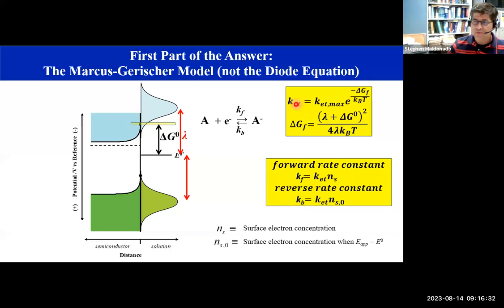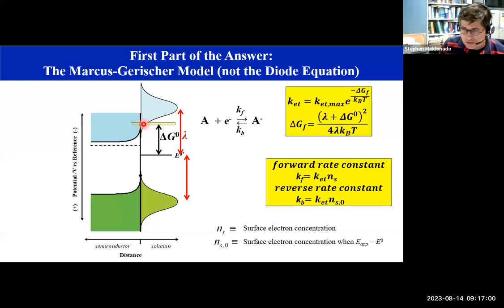And so you can predict the value of this charge transfer rate constant, KET, from the reorganization energy and from the driving force between the redox potential of the molecule and the band edge position. These are all identifiable things. The important point here is this has nothing to do with the diode equation. If you're waiting for something like a Richardson constant to show up, throw that to the side. You don't need it.